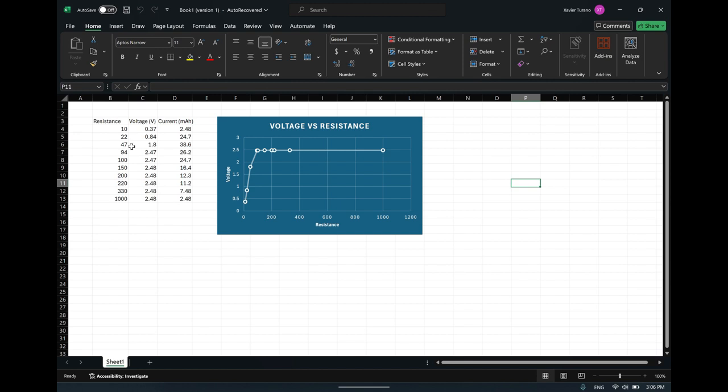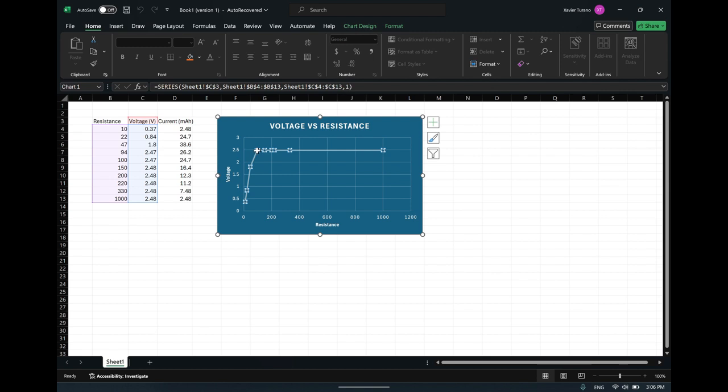As you can see, 10, 22, 47, and we had 10 data points here with the voltage and current, and we got a graph very similar to the one we got in Simulink with our maximum voltage occurring at around about 100 ohms of resistance. And then as you can see, our maximum current is 26 milliamps. And then we see 38, but that's before the maximum voltage. Our minimum voltage is 370 millivolt, and then our maximum voltage is 2.48 volt.